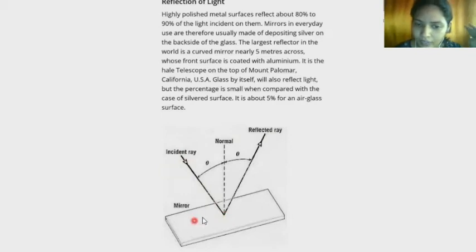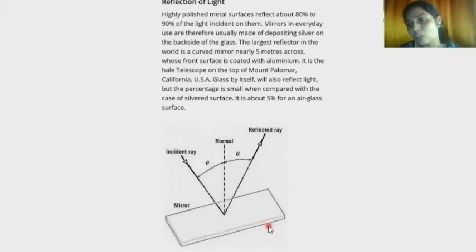The light hits that surface and it won't be able to pass through it. Why? Because a mirror has one side transparent and the other side opaque. Since the other side is opaque, it won't allow the light to pass through it. So what happens to the light? Light comes and hits the boundary, the surface of the mirror, and it gets reflected.